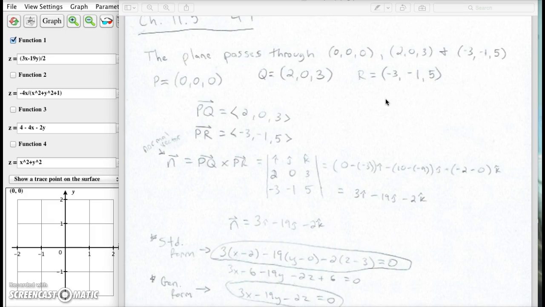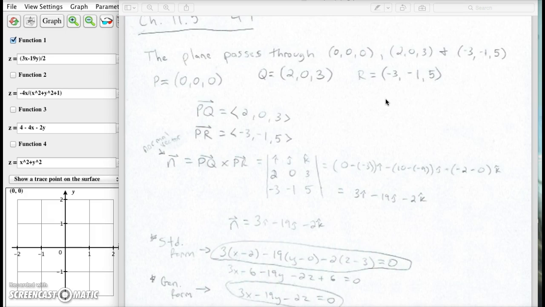This won't always be the case. This is only the case because P is (0, 0, 0). So when you subtract that from the other points, it stays the same. But make sure you don't think that's always the case, because a lot of times it won't be, and you'll actually have to do subtraction and get different vectors.